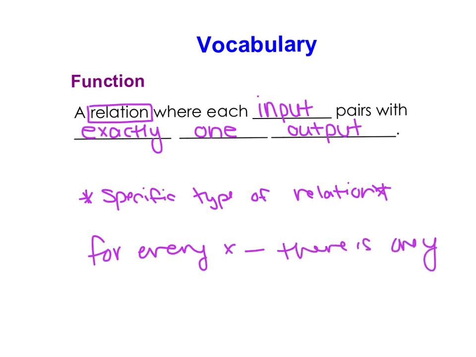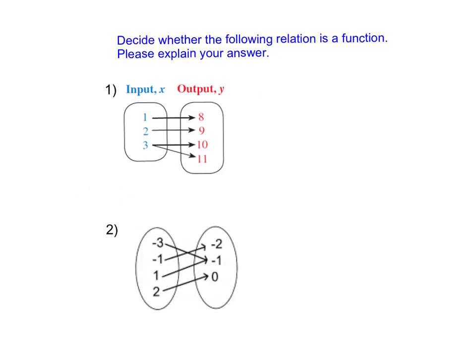And we're going to look at that now with a couple of examples to determine whether a relation is a function or not a function. So here we have two different mapping diagrams. One of them is a function and one of them is not. So let's take a look. We have to decide whether the following relation is a function or not.